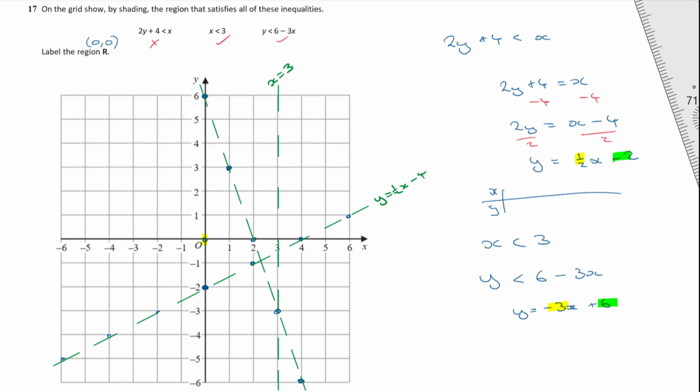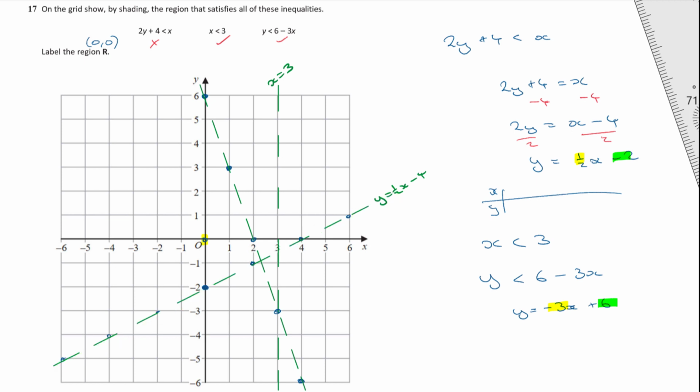We can use that to help improve our guess. It was true for x less than 3. If you have a look at x equals 3, it is this line here, so we do want that side of it. We're on the right side of x equals 3. We're also on the right side of y less than 6 minus 3x, which, if you remember, was this one. But we're on the wrong side of the first line, this one here.